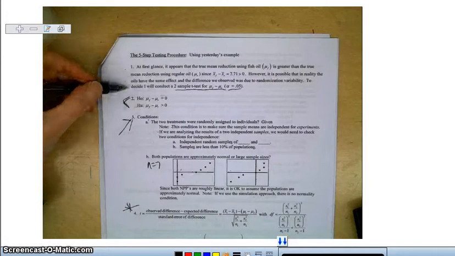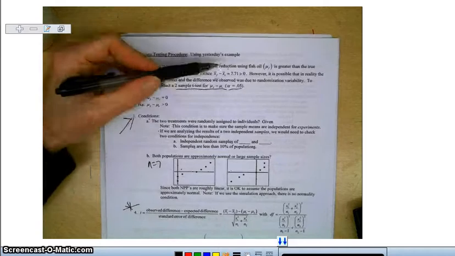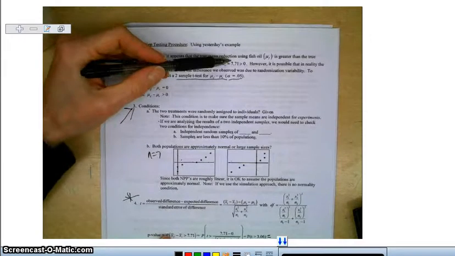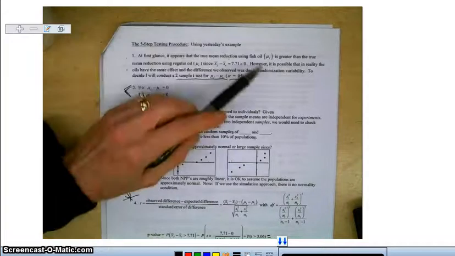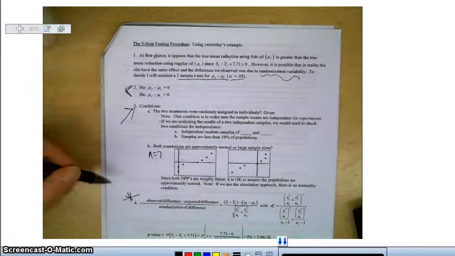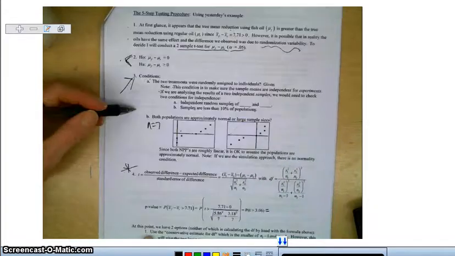We already talked about that there was a difference, a positive difference between these two. And so we thought that that fish oil was better than regular oil, but that could have been due to randomization variability. We wrote our hypotheses, we checked our conditions.